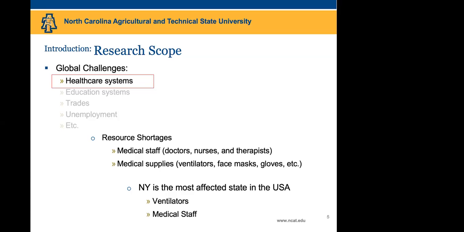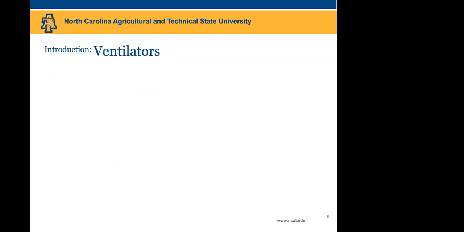The other thing was medical staff. They asked for medical staff, and they asked for beds, they asked for all these things. But those all together are going to serve a number of patients. So we're going to see how that problem is going on there. The first thing is ventilators.